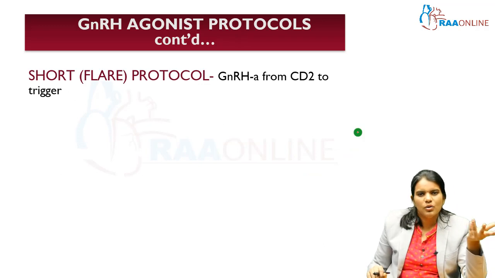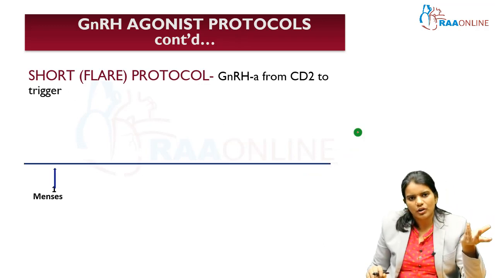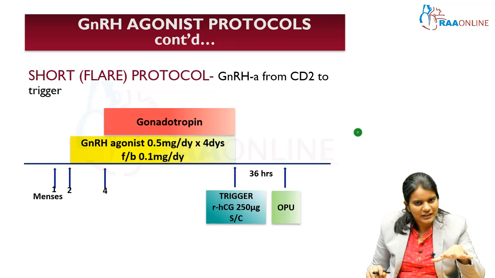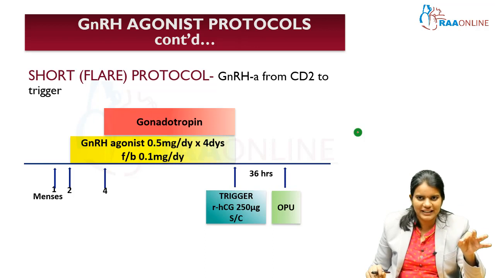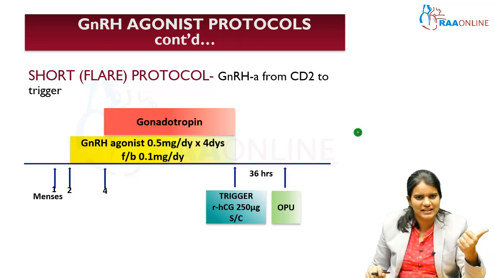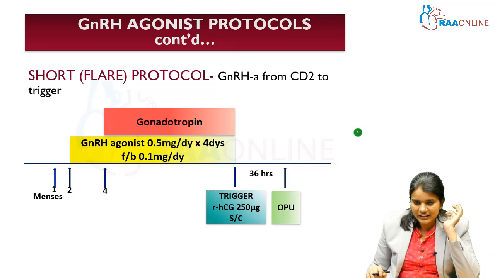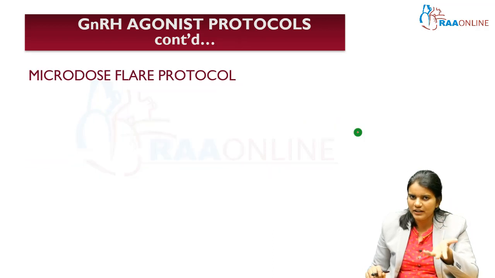Now, there are other protocols like the short protocol. See, the theory is already there, I'll just tell you briefly. Why is it short? Because it starts from that particular index cycle, day 2 only, not from the previous cycle. It's almost the same: 0.5 for 4 days of agonist, followed by 0.1 milligram per day until the day of trigger. Thereafter pickup and thereafter the embryo transfer.